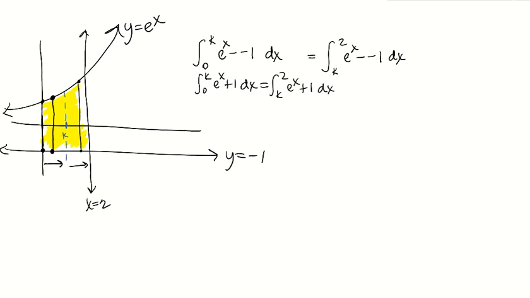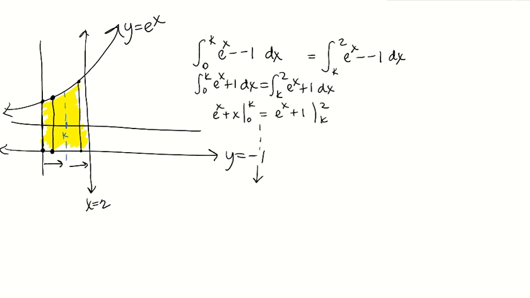Okay, I'm going to anti-differentiate. Antiderivative for e to the x is what? Yeah, e to the x. E to the x is its own derivative, so it's going to be its own antiderivative as well. Plus the antiderivative for 1 is just going to be x, from 0 to k. And that's going to be equal to the same antiderivative from k up to 2.